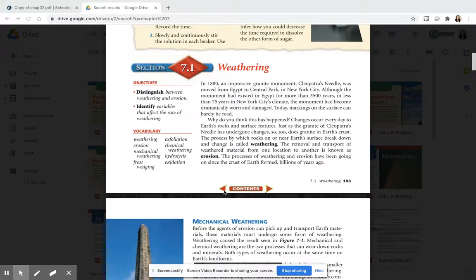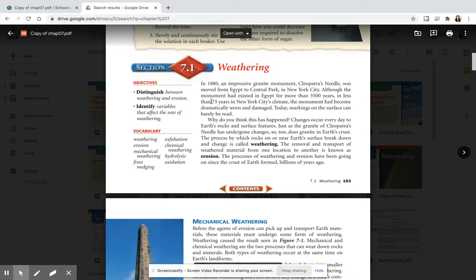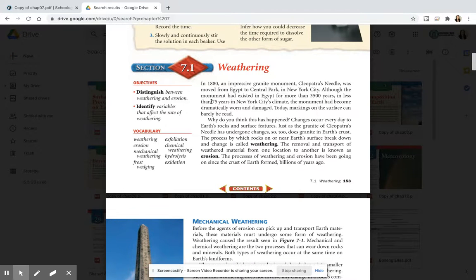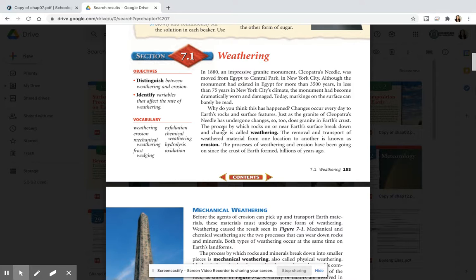For this video, we're going to be reading Chapter 7, Section 1 on weathering, and this can be found on page 153. In 1880, an impressive granite monument, Cleopatra's Needle, was moved from Egypt to Central Park in New York City. Although the monument had existed in Egypt for more than 3,500 years, in less than 75 years in New York City's climate, the monument had become dramatically worn and damaged.